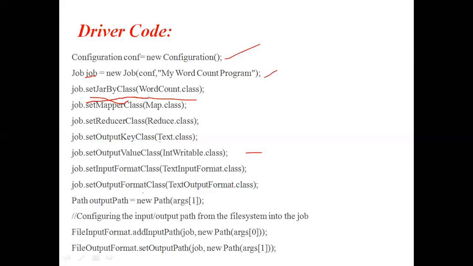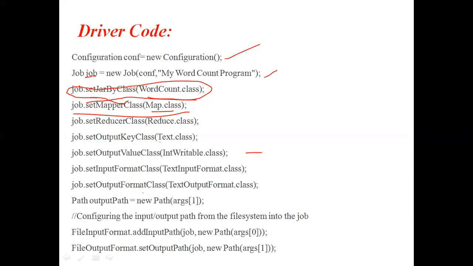Okay, word count dot class. First, for the job object, we are giving our MapReduce program, whose name is word count dot class. Next, for the job object, we are giving the mapper class name also. What is the mapper class name we are using in our program? Map dot class. Okay, job dot set mapper class of map dot class.